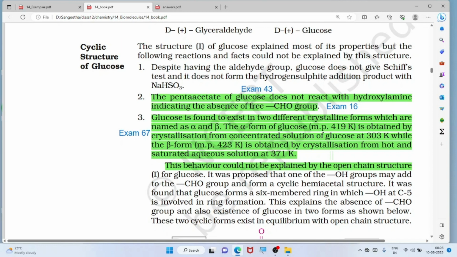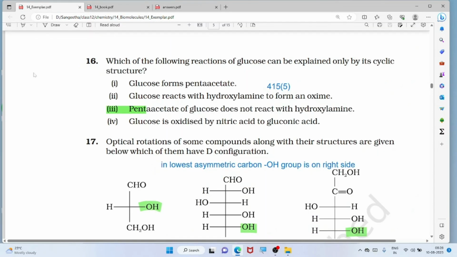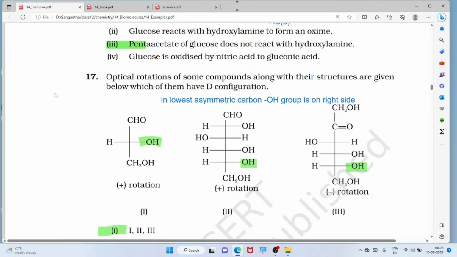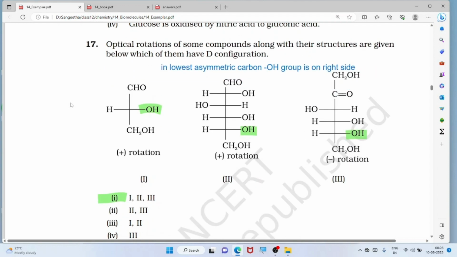Absence of the CHO group. That shows the absence of the CHO group. Optical rotation of some compounds along with their structures are given. Which of them is a D configuration? In the last asymmetric carbon atom, the hydroxyl group is on the right side, so it is D. This is the last asymmetric carbon atom.